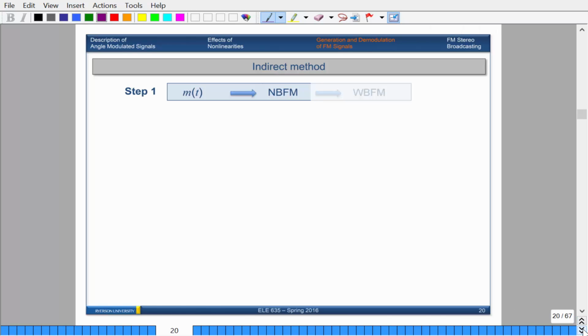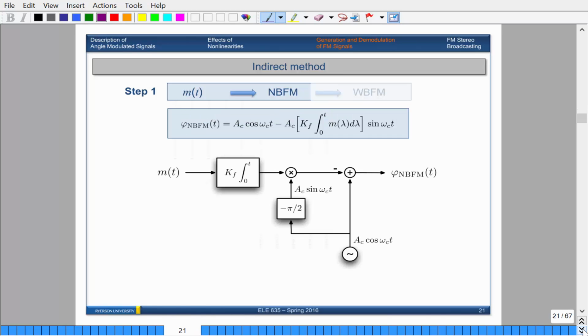Okay? So the first step is to generate a narrowband FM signal. And that's very easy to do. So this is the equation. If you remember, originally when beta was less than 0.3, this is the scheme that you would use to generate a narrowband frequency modulated signal. So what you need to do first is integrate your message. That's what's happening right over here. And then there's a constant KF, which is your sensitivity index, which we'll talk about later.